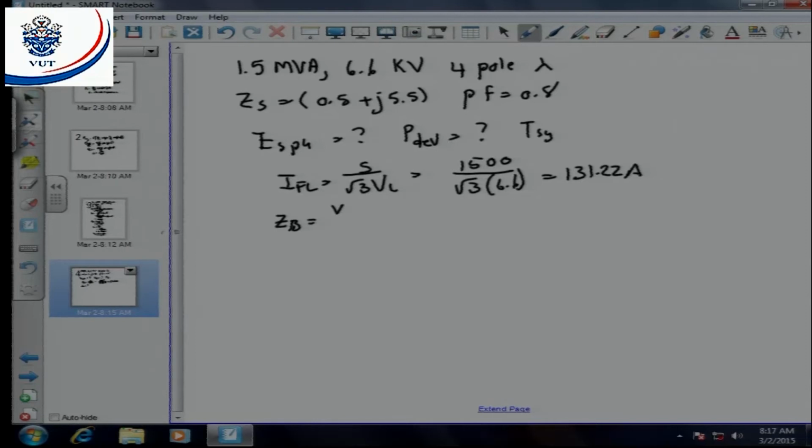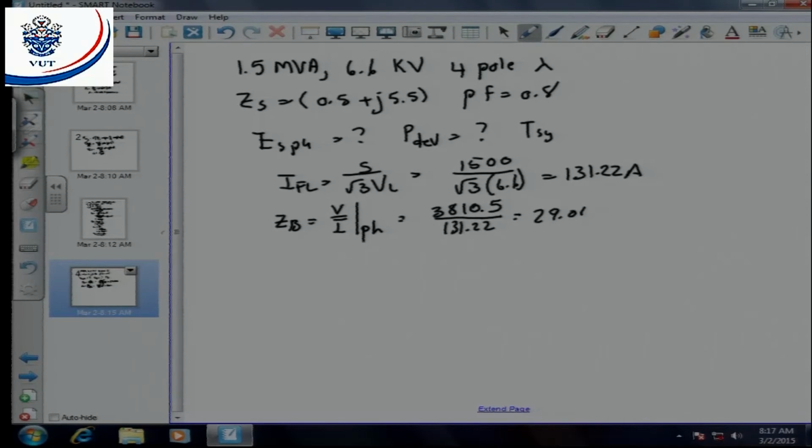To convert to per unit, that will be the actual divided by the base. So that will be 0.5 plus j5.5 divided by 29.04, which gives us a value of 0.19 at an angle of 84.81.